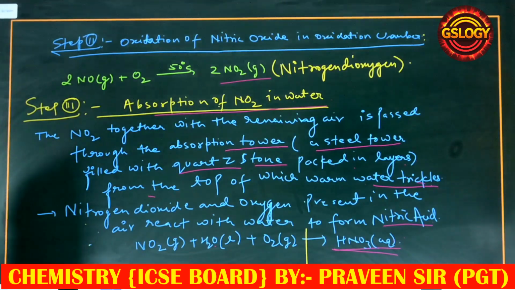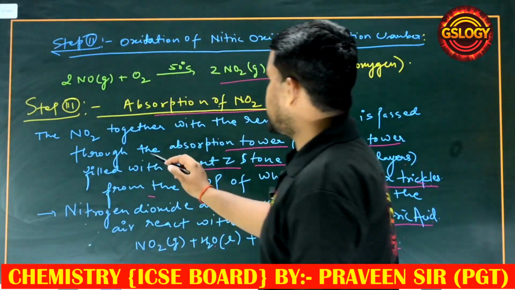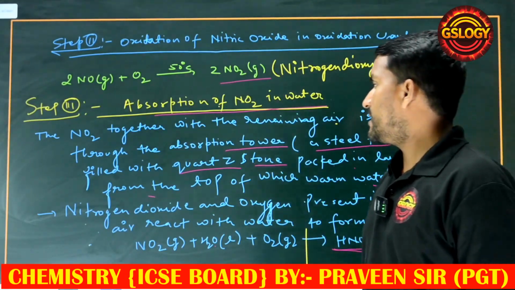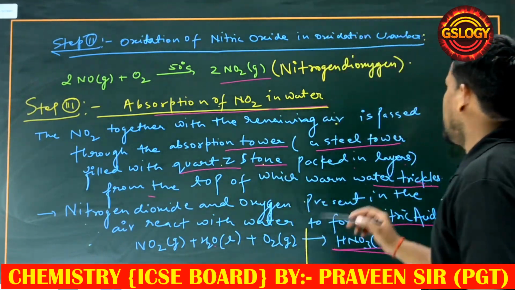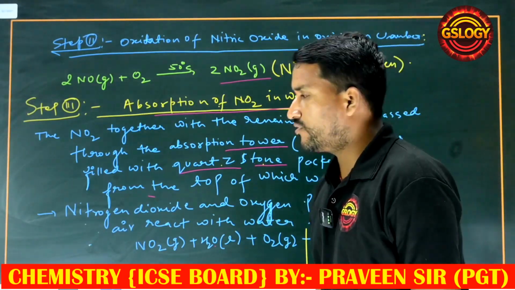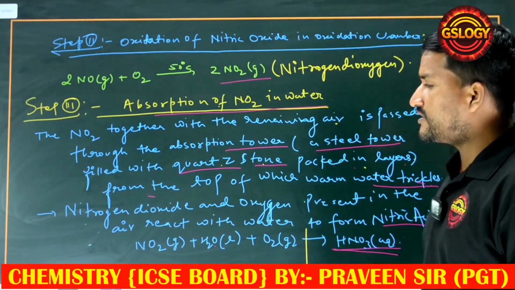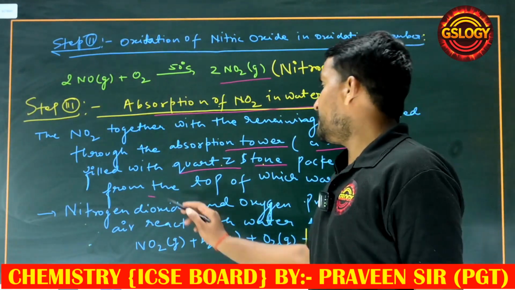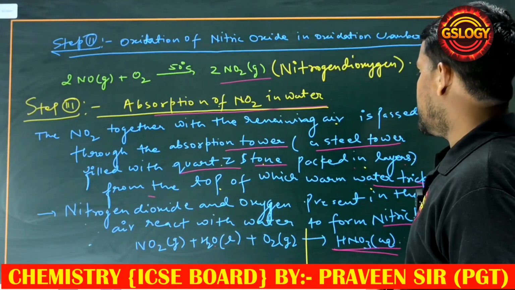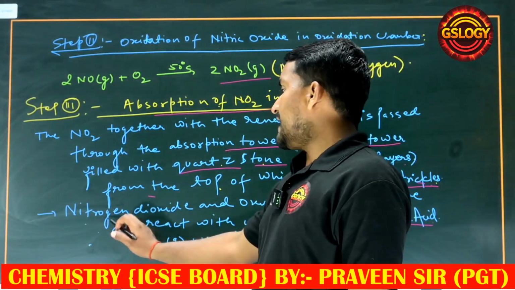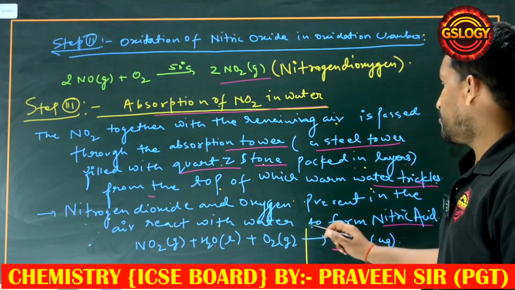The nitrogen dioxide together with the remaining air is passed through the absorption tower. The absorption tower is a steel tower filled with quartz stone and packed in layers. In the third step, nitrogen dioxide together with the remaining air is passed through the absorption tower, and from the top of it warm water trickles.